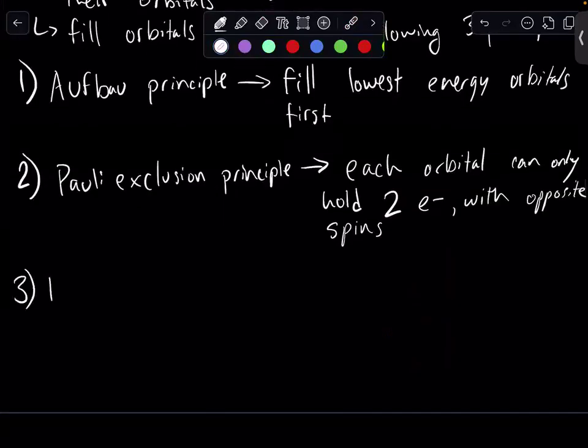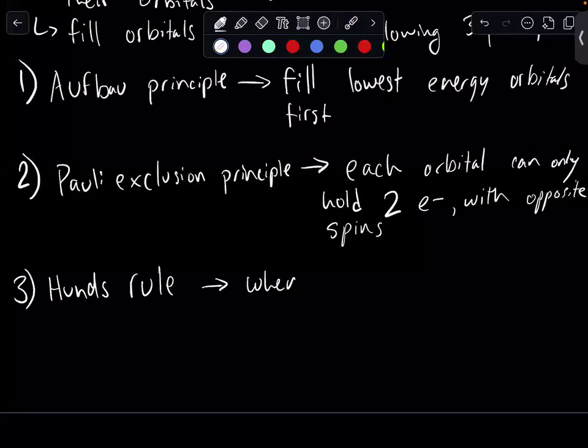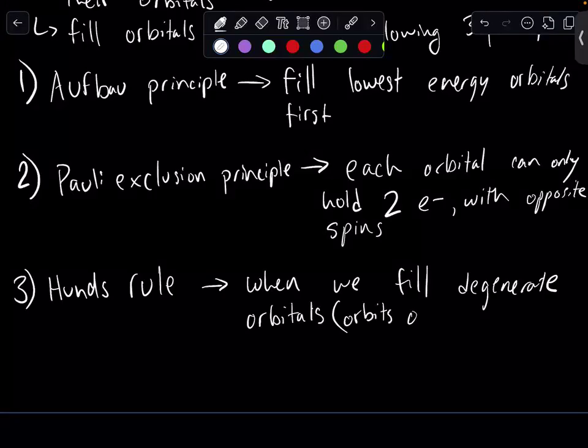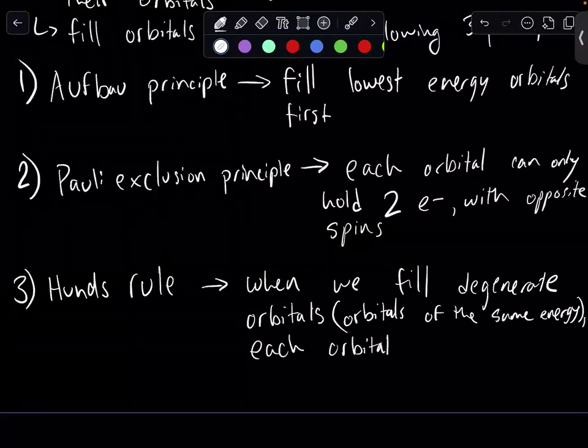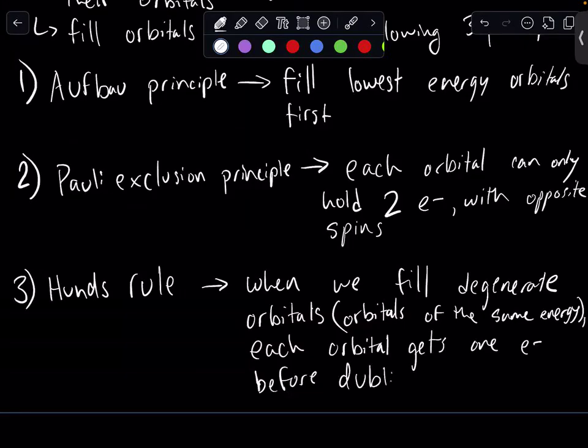Number three. This is Hund's rule. Hund's rule basically says that when we fill degenerate orbitals, and degenerate orbitals are just orbitals of the same energy, so when we're filling two orbitals of the same energy, or 3 or 5 or 7, each orbital gets one electron before doubling up. So we put one electron in each orbital before we double up.